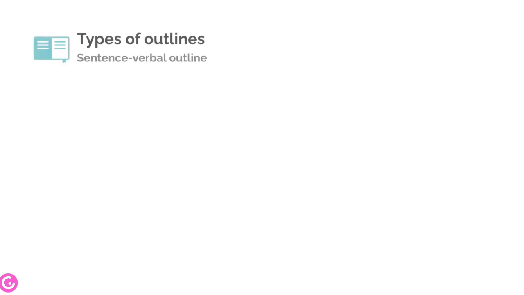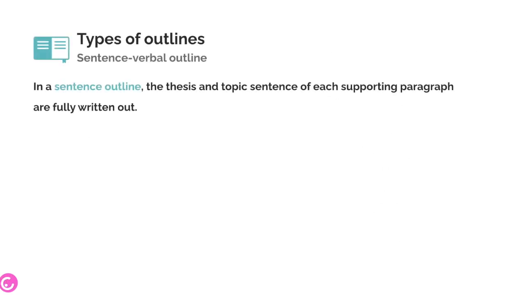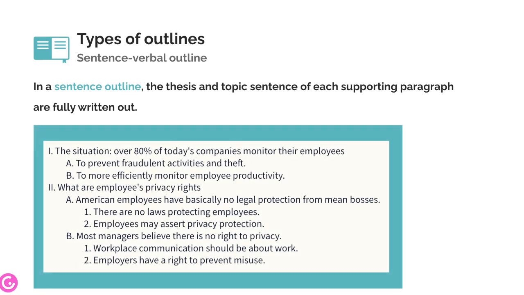In a sentence outline, the thesis and topic sentence of each supporting paragraph are fully written out. A sentence outline forces part of the essay to be written out in sentences before the first draft. You can represent sentence outlines with different formats. The usual way of creating a sentence outline is to do it hierarchically, but it can also be done in a more visual way.